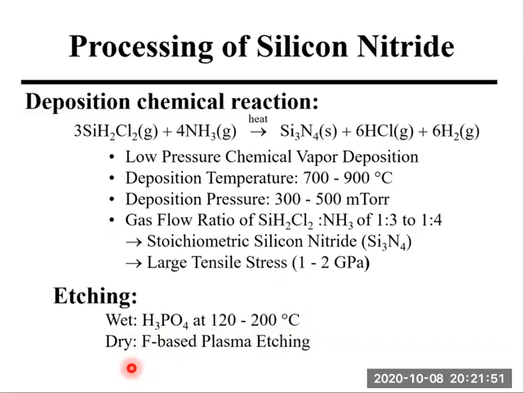Dry etching. We can also use a dry method to etch silicon nitride. Simply fluorine-based plasma etching, for example, CF4, SF6. Right, we can use a fluorine-based plasma to etch silicon nitride.